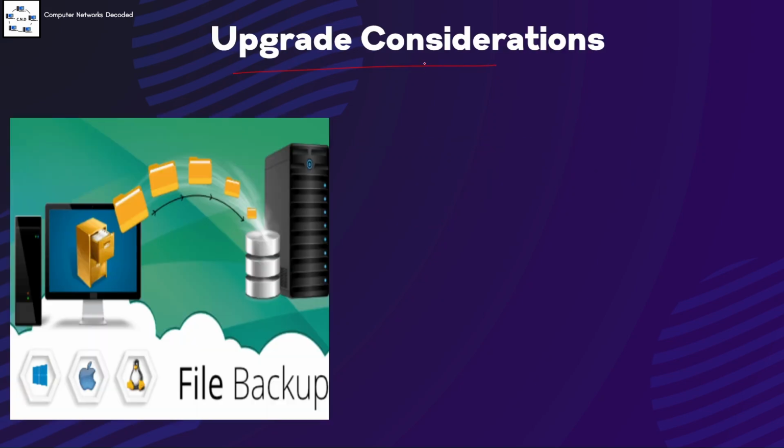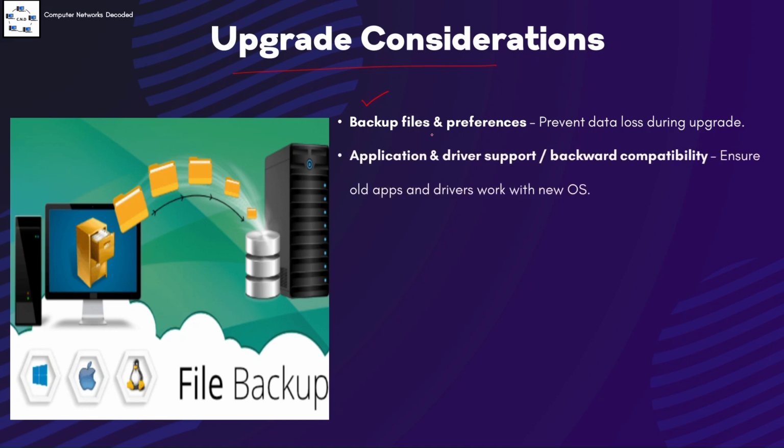Upgrade consideration. So what are the things that you need to keep in mind while upgrading your operating system? The first one is to back up files and preferences. So this prevents data loss during your operating system upgrade. Next is to keep in mind the application and driver support, or backward compatibility. So you need to ensure that old applications and drivers work with the new operating system.